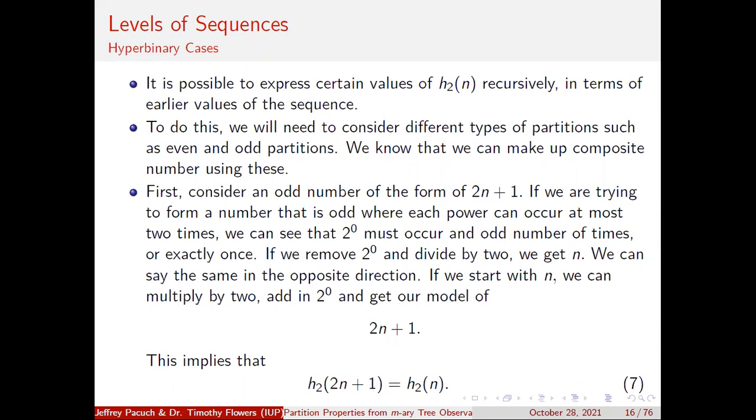This isn't a formal proof of the theorem I'm leading up to, but these are the ideas of what I'm trying to show. If I have a number that's odd, what I can say is, hey, if I look at that plus 1, that means there's a 2 to the 0 term in there. It'll occur either exactly once or an odd number of times. So if we remove it and divide by 2, we can get the partitions of m. And if we go backwards, starting with the partitions of m, multiply by 2, add in that term of 1, we can see we also get a 2m plus 1 expansion. So this implies in equation 7 that the hyperbinary partitions of an odd number are going to be the same as the hyperbinary partitions of some integer m.